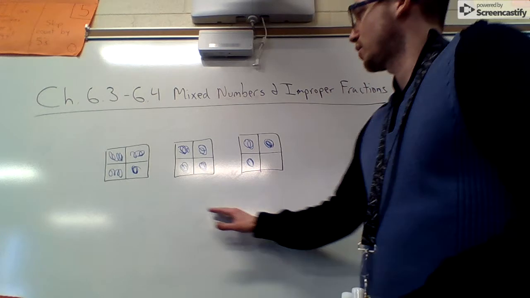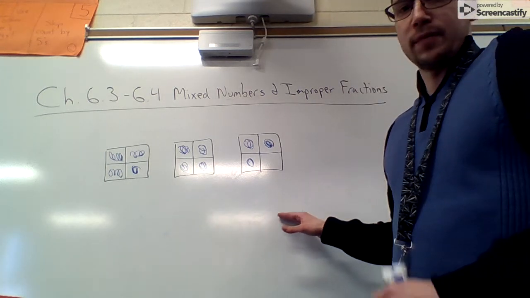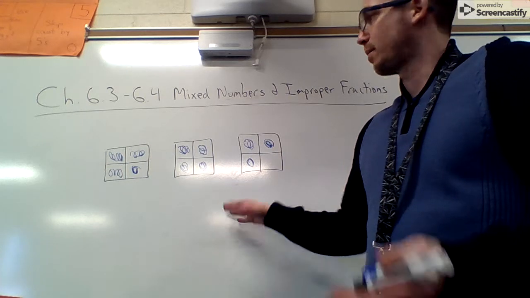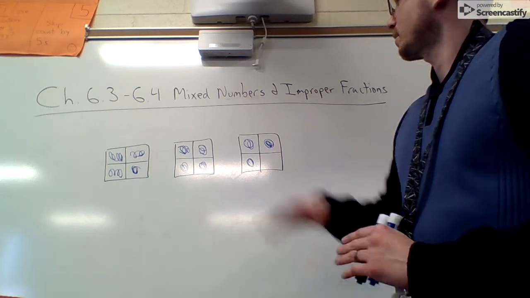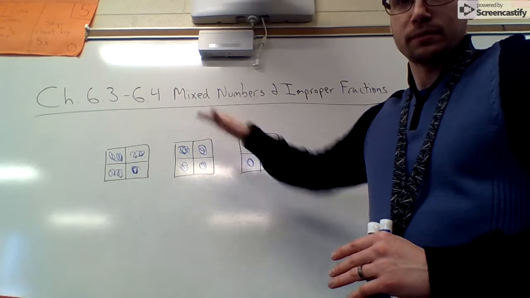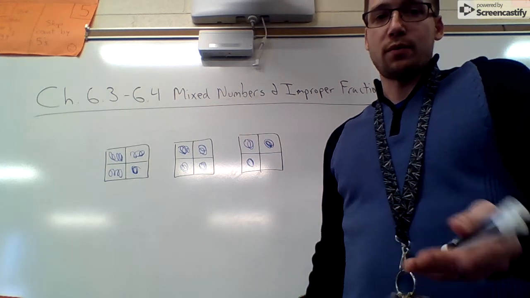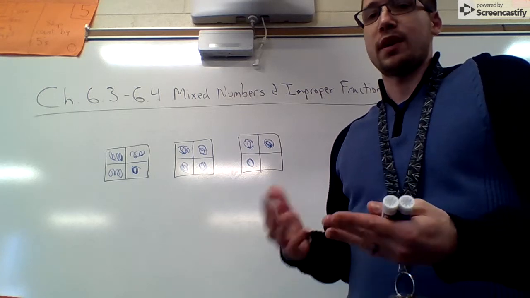So if you take a look at the visual I have drawn here, it looks like some of the similar fractions that we've been studying in class, but represented visually. So let's first talk about mixed numbers. Mixed numbers are the sum of, or when you add together, a whole number and a fraction.